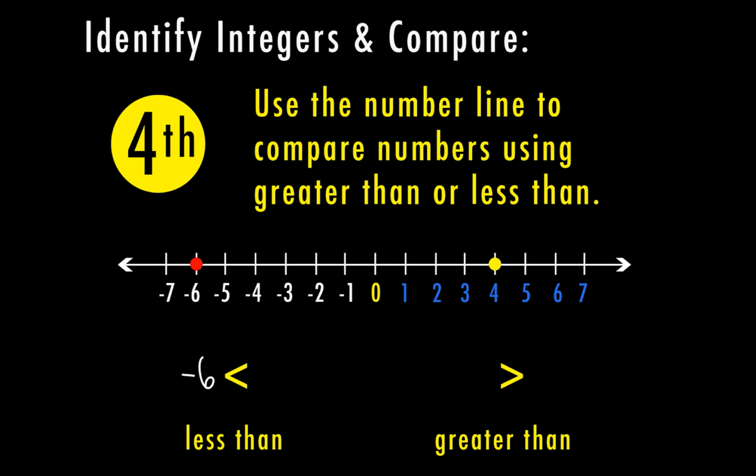So negative 6 is less than 4. If I'm talking about greater than, I'm going to write it the opposite way. 4 is greater than negative 6. The open part of my caret here is always going to be open towards the bigger number.